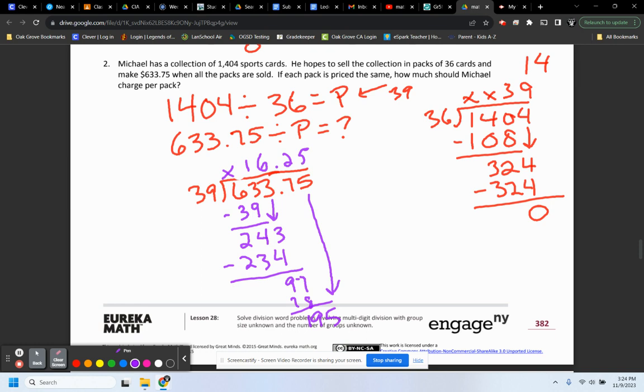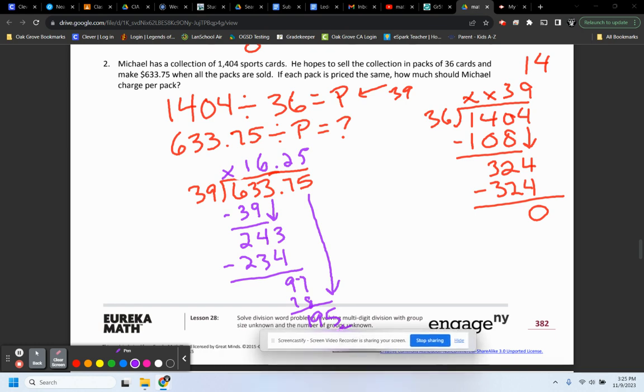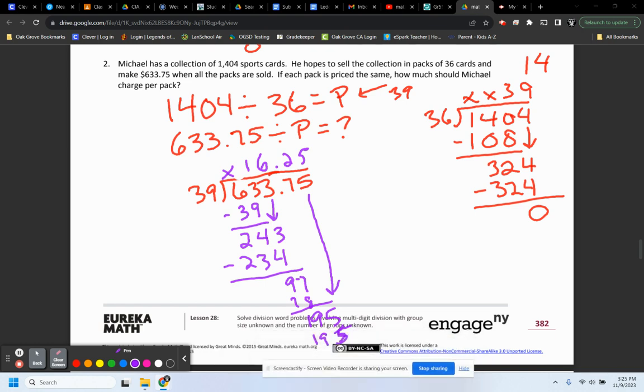Do your 39 times 5 on the side, but you will figure out, if you do that, that you will end up with 195, because 9 times 5 is 45, and then you have to carry your 4, and you get 195, which leaves us with 0 left over. I got a little sloppy there at the end, but the idea is he will now have to charge $16.25 per pack. And that's the idea.